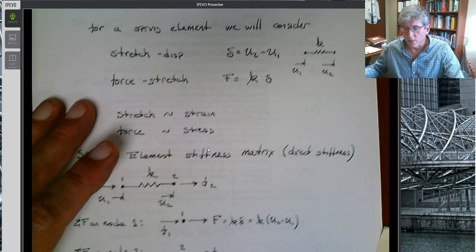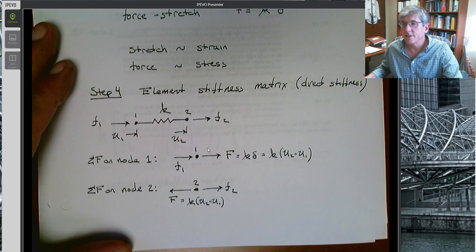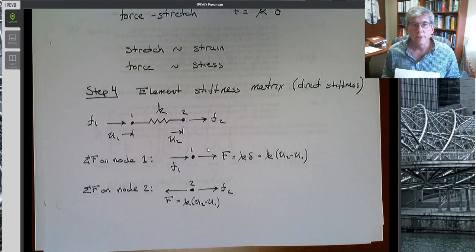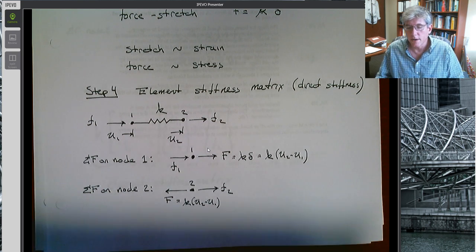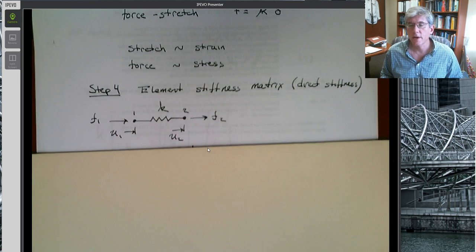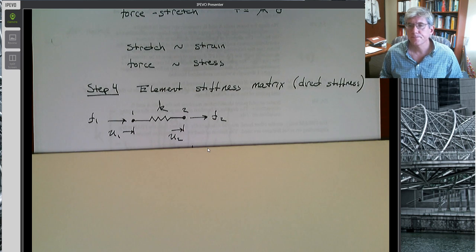All right, so the next step, step 4, we need to derive the element stiffness matrix, okay? And to do that, we're going to use the direct stiffness approach, all right? So what I've drawn here is a single element. This could be element 1 or element 2 for this problem. Or, if you have 1,000 elements, it could be element 962, right? But this is the general stiffness matrix for an element, okay?